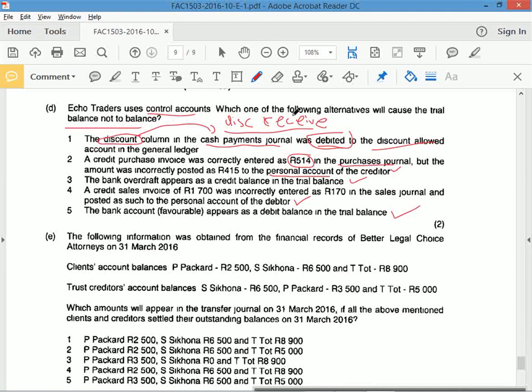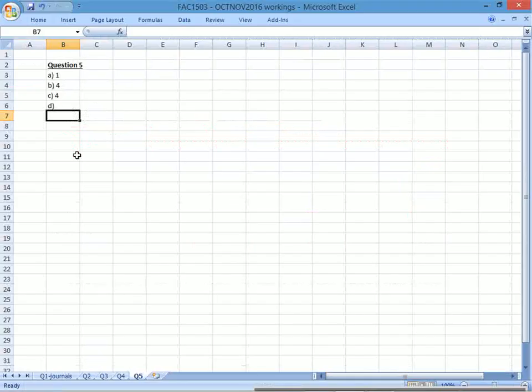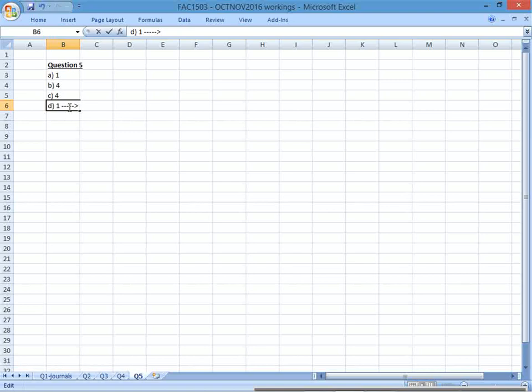Okay, so which of the following alternatives will cause the trial balance to not balance? Number 1. A credit for a discount received was actually recorded as a debit, discount allowed. Right, so you captured one half of the transaction incorrectly. Okay, is that all right?